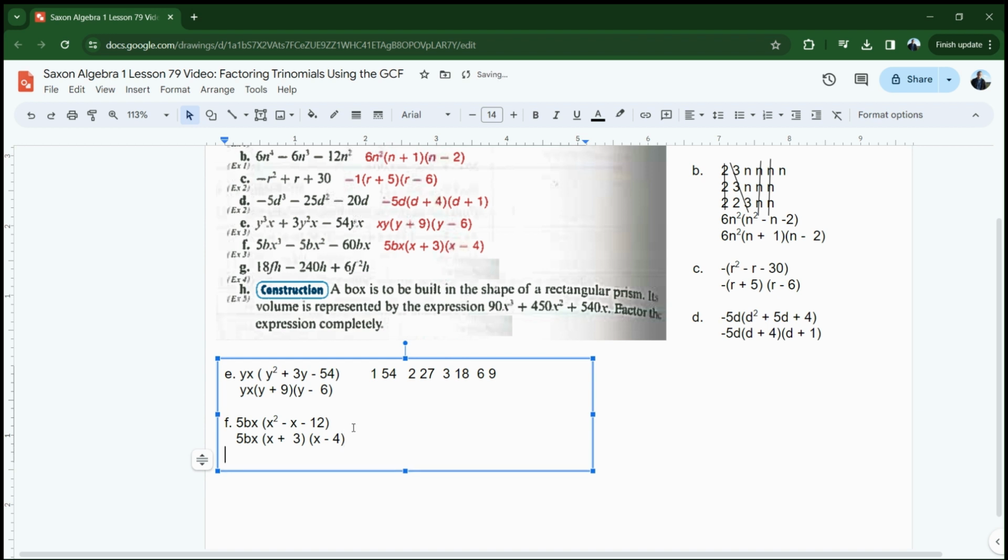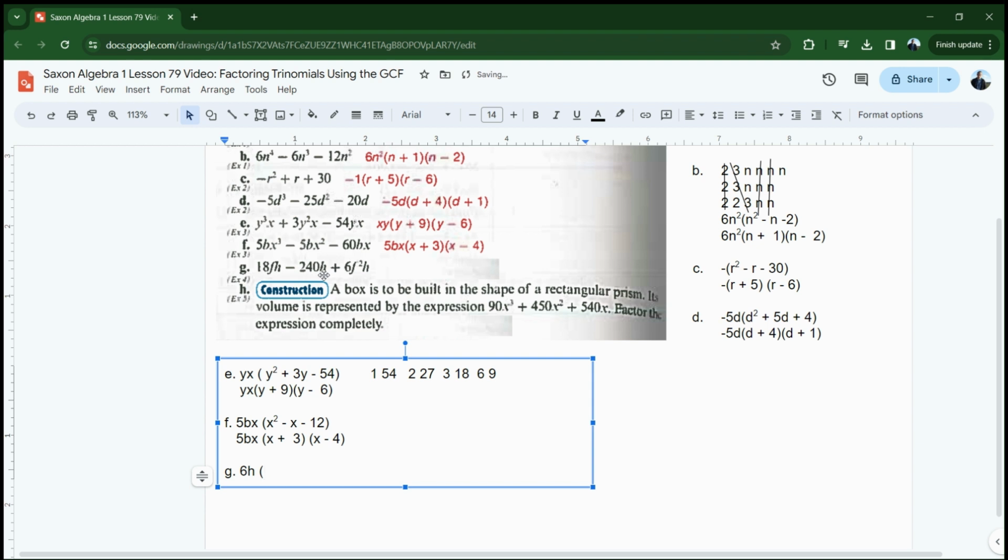And then letter G. Now, this one has some big numbers going on, so I'm going to anticipate this one might be a little harder. Let's see. What factors do 6, 18, and 240 have in common? I'm just going to note that 6 is the smallest of those three numbers. 6 is going to go into 18, and 6 is going to go into 240. So that means I'm going to pull a 6 out front. What about variable-wise? I see I have an F in this term and this term, but not in the middle term. So I can't pull out any F's because it's not in all three terms. But I have an H in all three terms, so I can pull an H out.